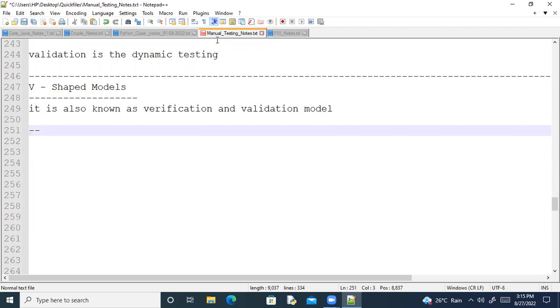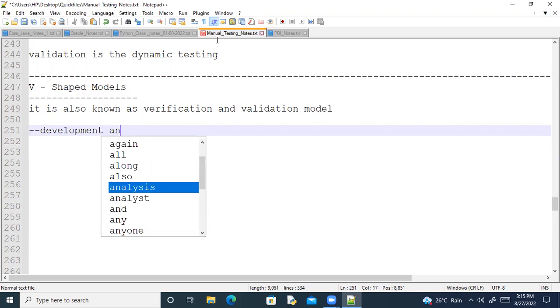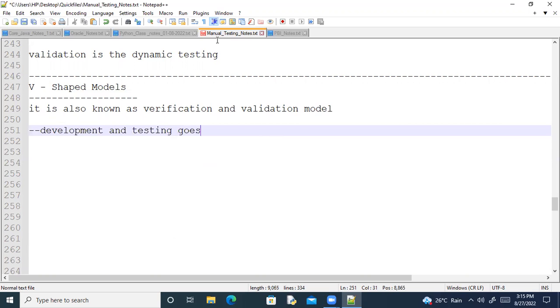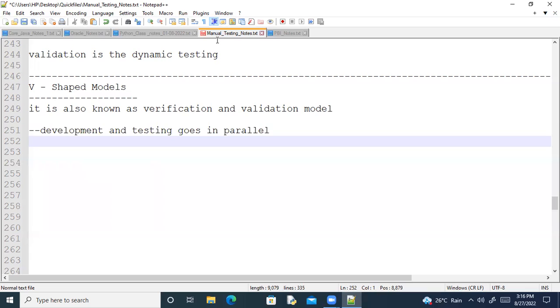Then what is the difference between the waterfall model and the V model? In a waterfall model, only after completion of the development phase do we start the testing phase. But here, in the V-shaped model, development and testing go in parallel. So that is the major difference between the waterfall model and the V model.